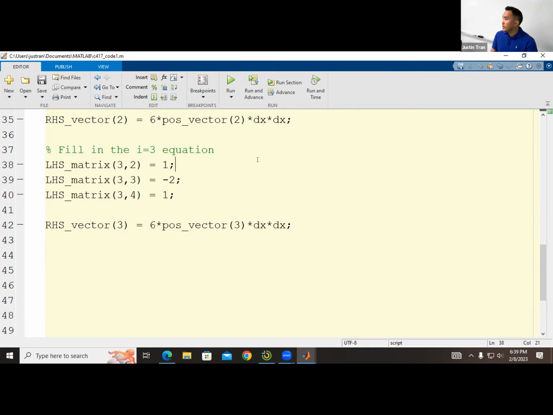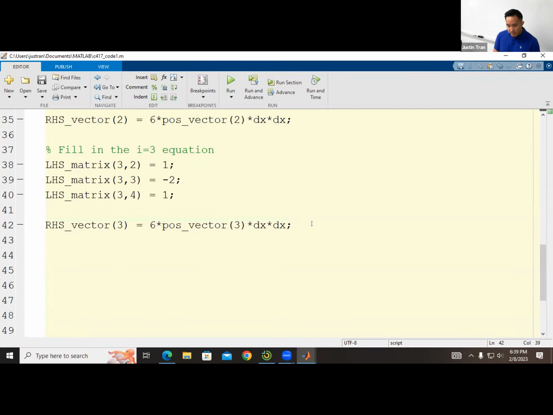All right, so does everyone see how I did that? I just copied and pasted the code, and everywhere there was an index in the matrix, I just shifted it up by 1. Not only for the left-hand side matrix, but also for the right-hand side vector and the pos vector as well.